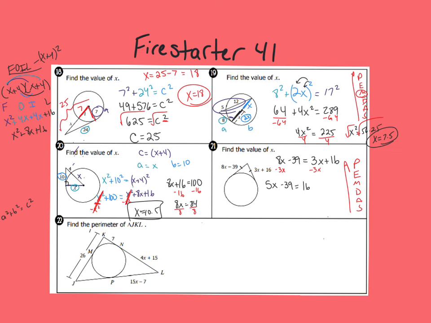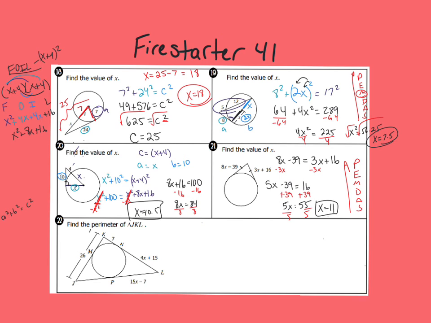Now I'm going to get rid of the subtraction, so I add 39 to both sides. So I get 5x equals 55. Now, to get rid of the multiplication, I divide. So I end up with x equals 11.